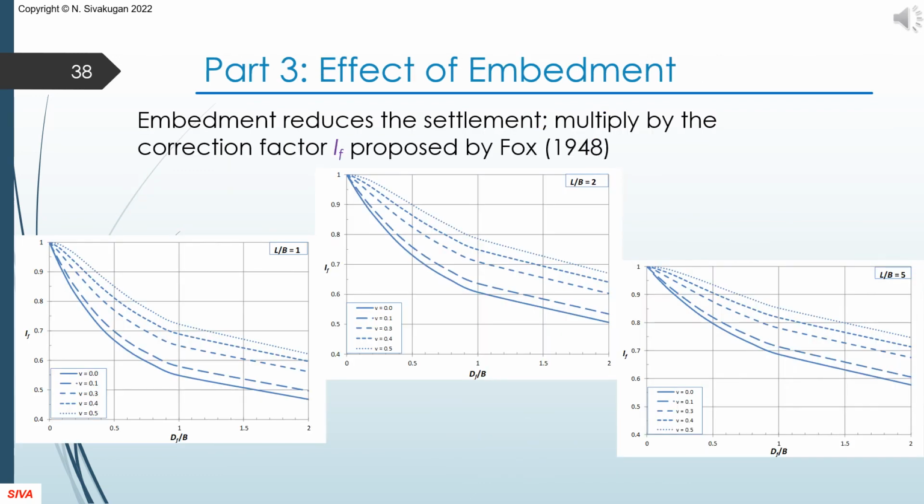Now we go a step further and allow for foundation to be at a depth and determine the embedment factor suggested by Fox in 1948. Multiply the settlement by this factor.